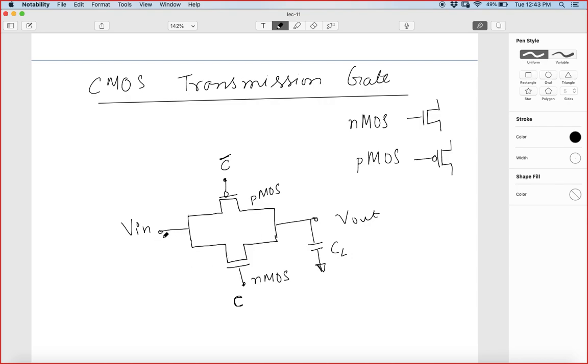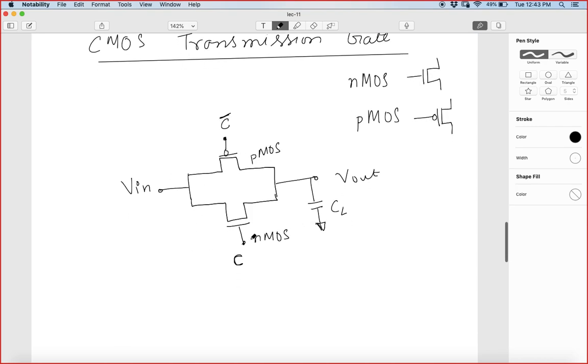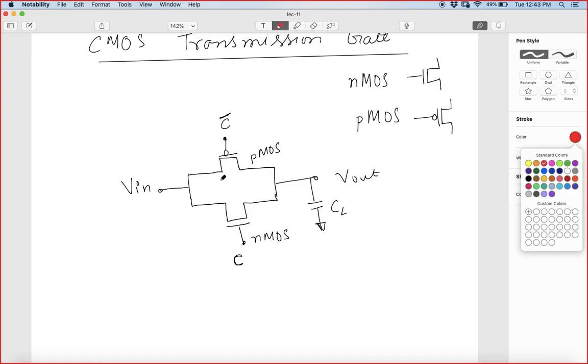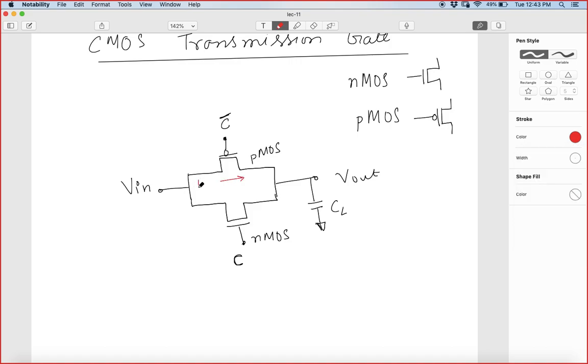Of course, the current flowing through it is the summation of the currents flowing through the PMOS and NMOS. If I call the current flowing through the PMOS IDP, and the current flowing through the NMOS IDN, then the total current, let's call it ID total, is equal to IDN plus IDP. That's the summation of these two currents.